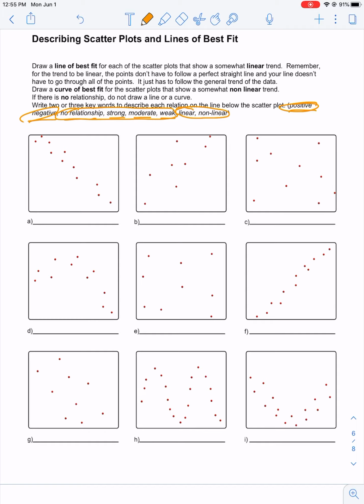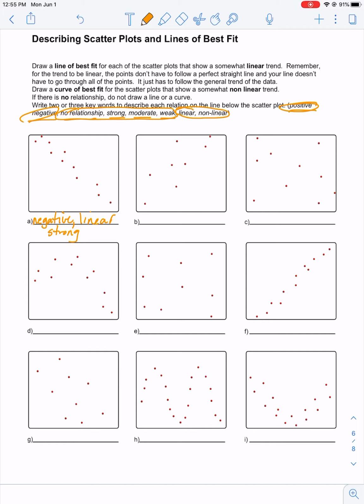I'll demonstrate with the first one. I'm going to say that this is negative because it's falling. I'm going to say it's linear, even though it's not a perfect straight line, but it's a pretty good oval. It's a pretty thin oval. I'm going to say it's strong. That's what I want you to do for all of them. You can stop the video and try them and then come back and check.